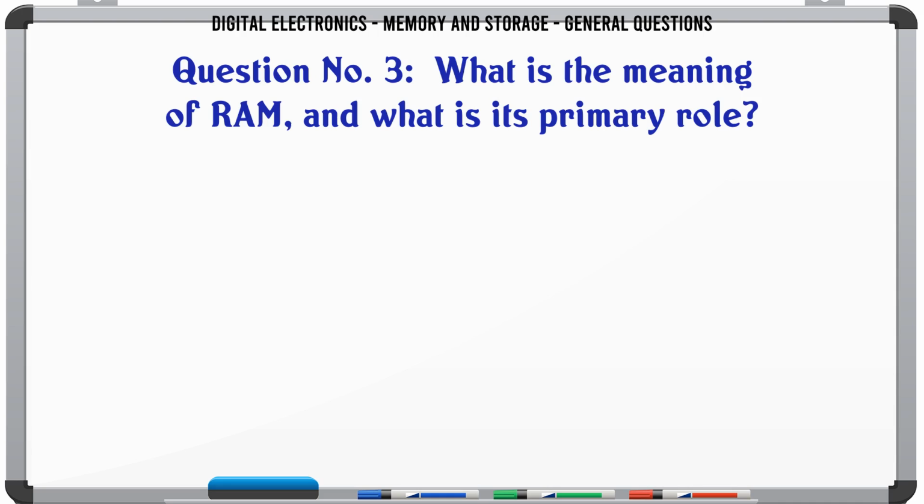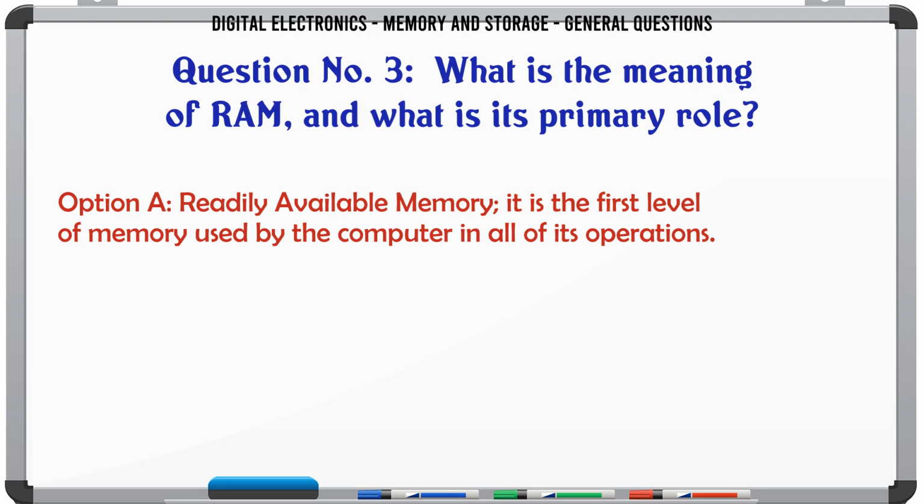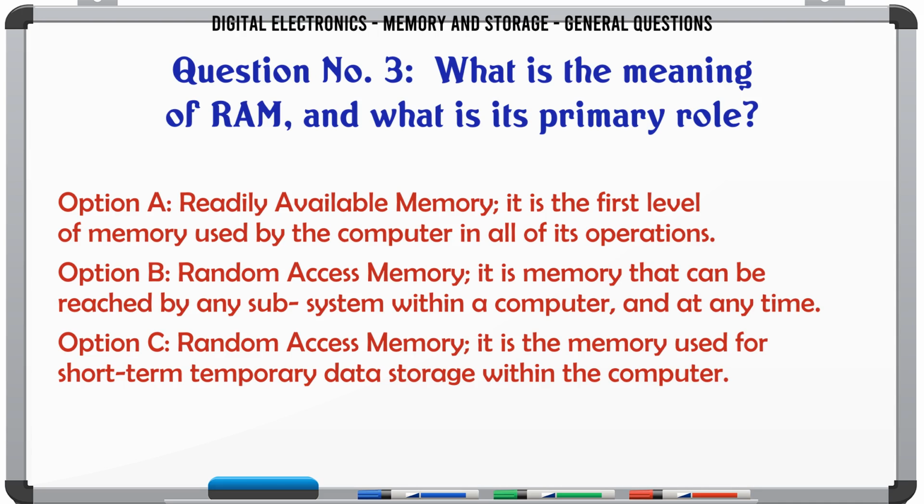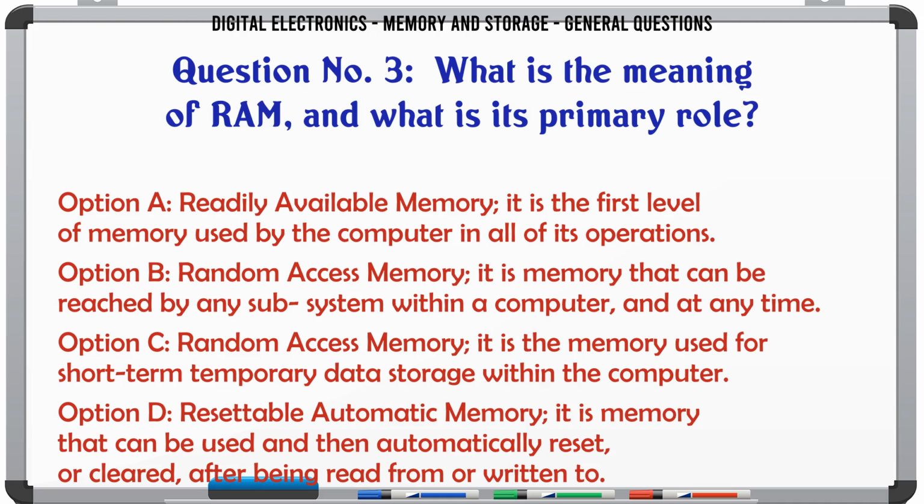What is the meaning of RAM and what is its primary role? A. Readily available memory. It is the first level of memory used by the computer in all of its operations. B. Random access memory. It is memory that can be reached by any subsystem within a computer and at any time. C. Random access memory.